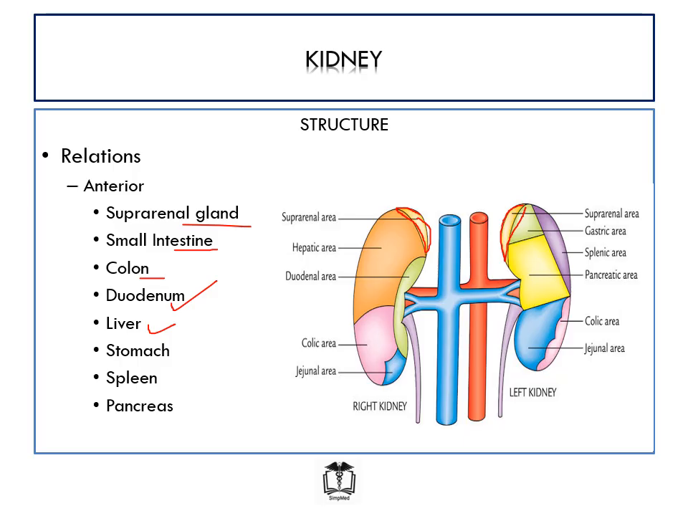Then focusing on the left kidney, it has organs that are unique or exclusive to it. This includes the gastric area for the stomach, the splenic area for the spleen, and then the pancreatic area for the pancreas. So these are structures that are unique to only the left kidney.